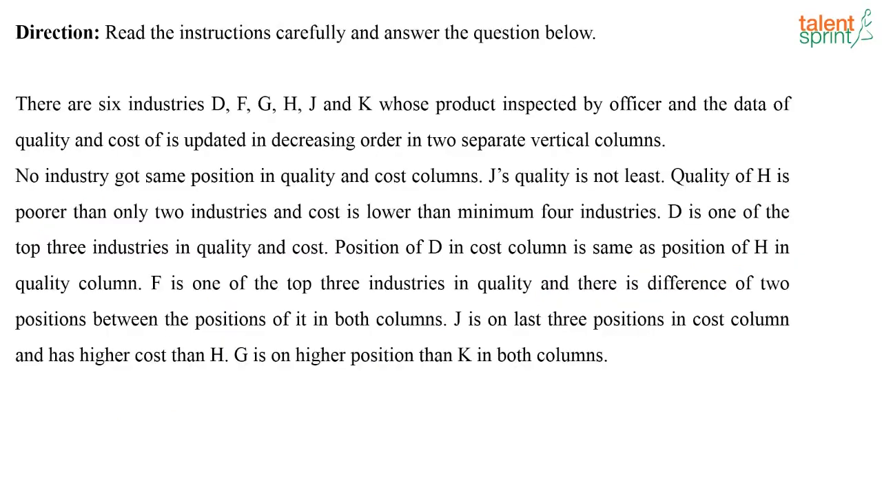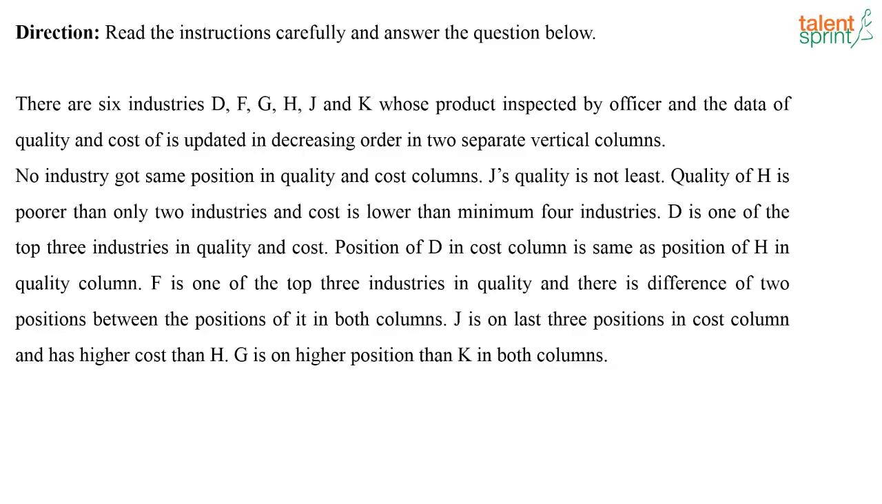There are 6 industries D, F, G, H, J and K whose products are inspected by an officer, and the data of quality and cost of it is updated in decreasing order in 2 separate vertical columns. Okay. No industry got the same position in quality and cost columns.